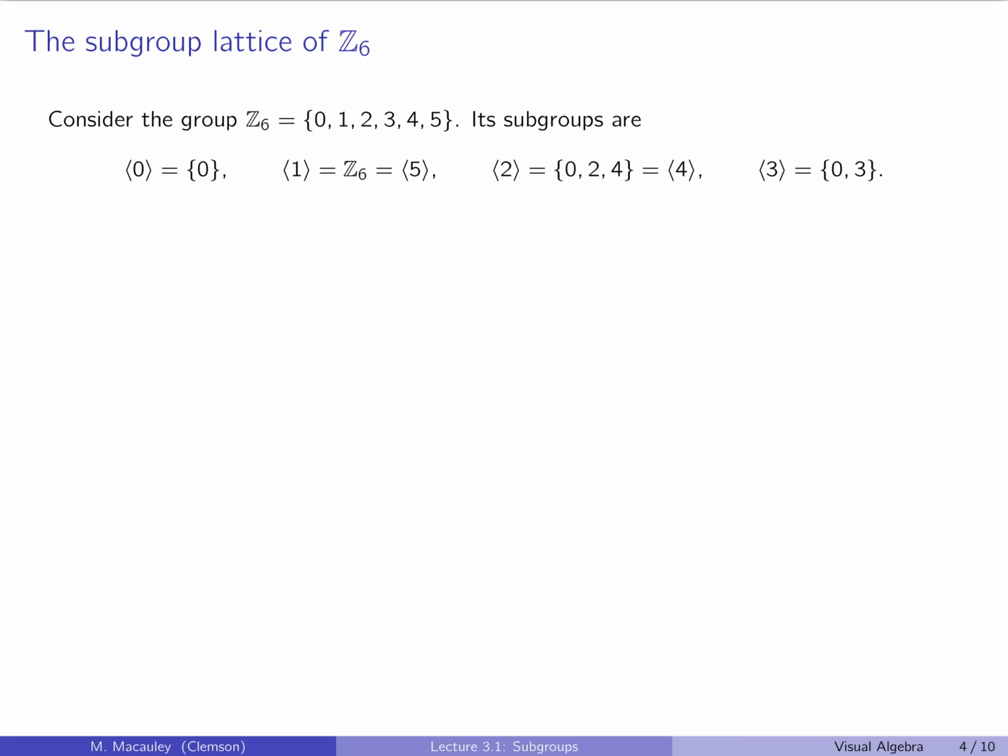Let's do another example, this time the integers mod 6. So here, and in any group, every element generates a cyclic subgroup. So 0, 1, 2, 3, 4, and 5 each generate a cyclic subgroup, but some of them generate the same group. And with a little bit of thought, we realize that these are all the subgroups that there are. In other words, any other subset not in here is not going to be an actual subgroup.